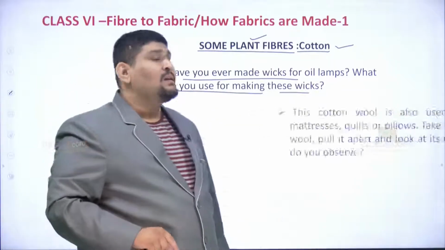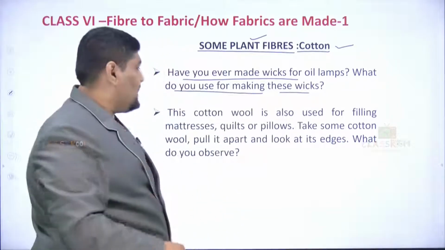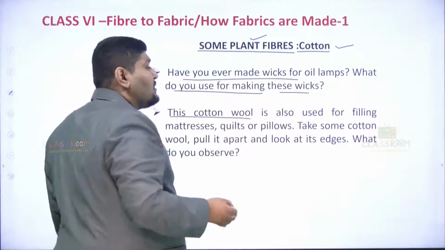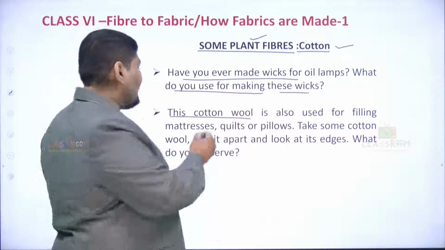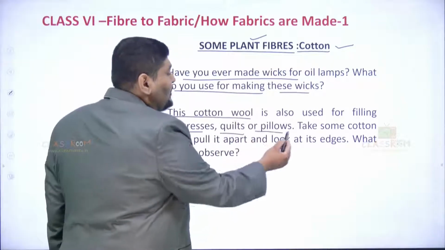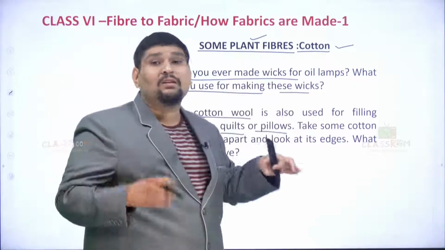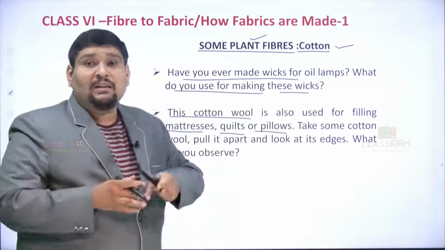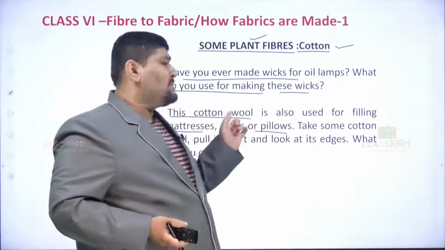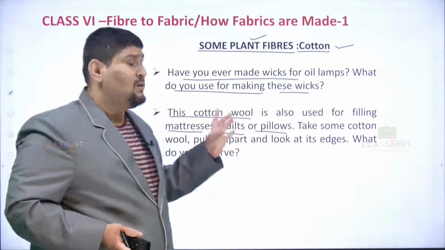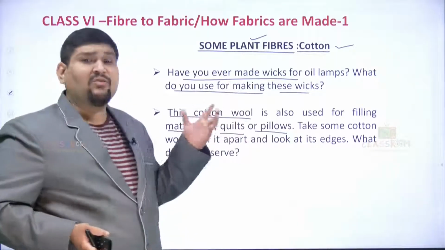So, what do you use for making these wicks? How are they obtained here? This is nothing but cotton wool, which is also used for filling mattresses, quilts and pillows. So you can see applications here, not only the wicks for oil lamps, but also other uses of cotton wool, such as making mattresses.